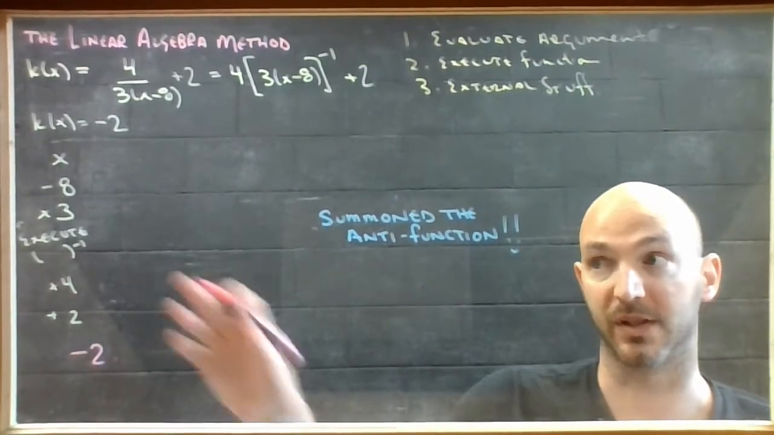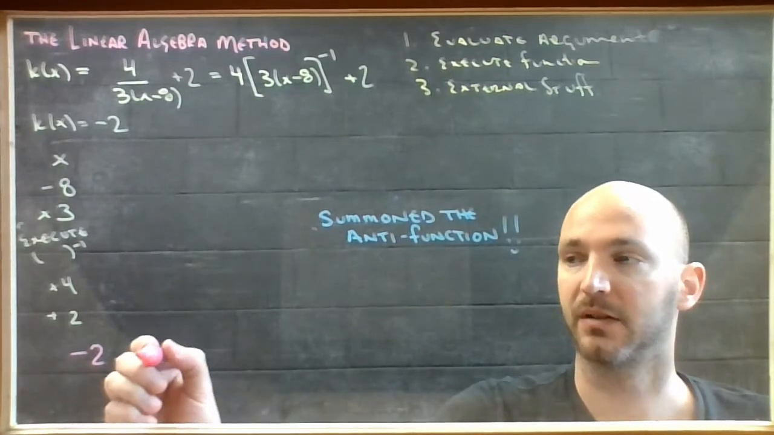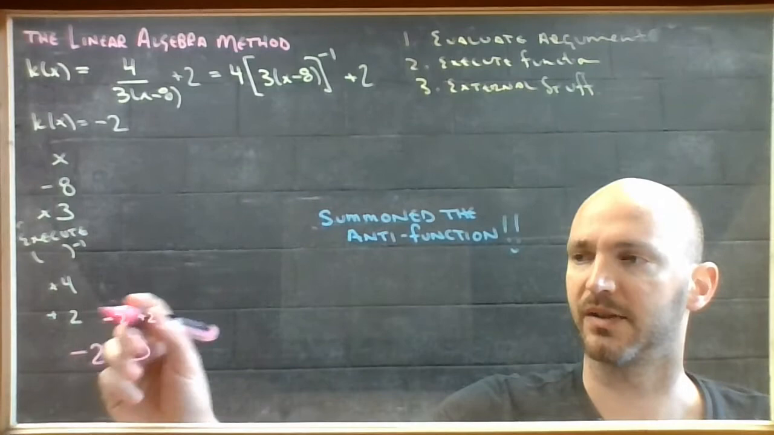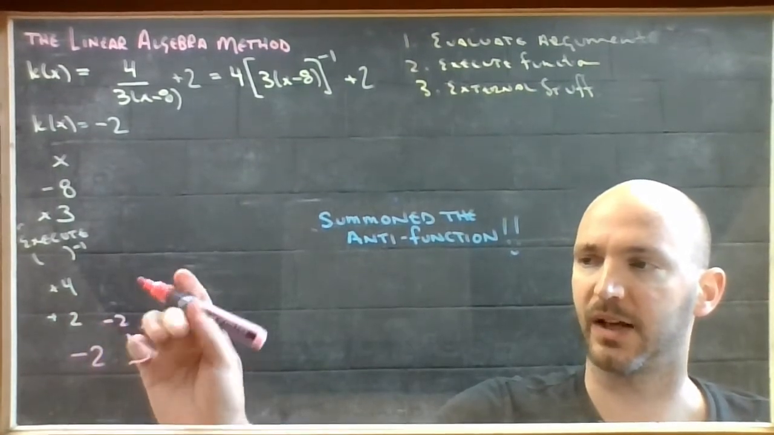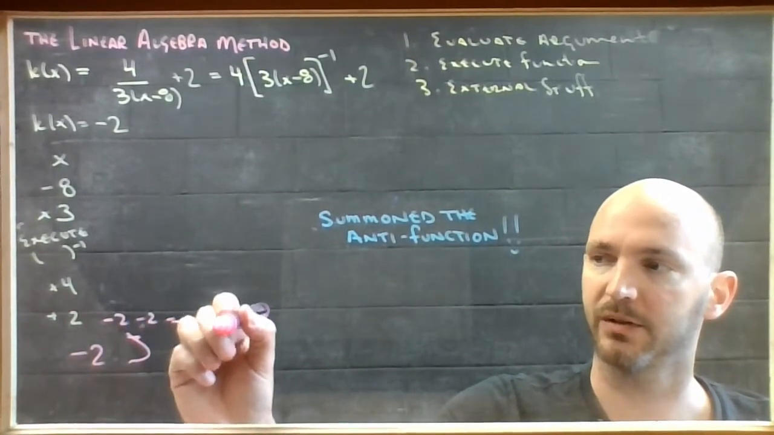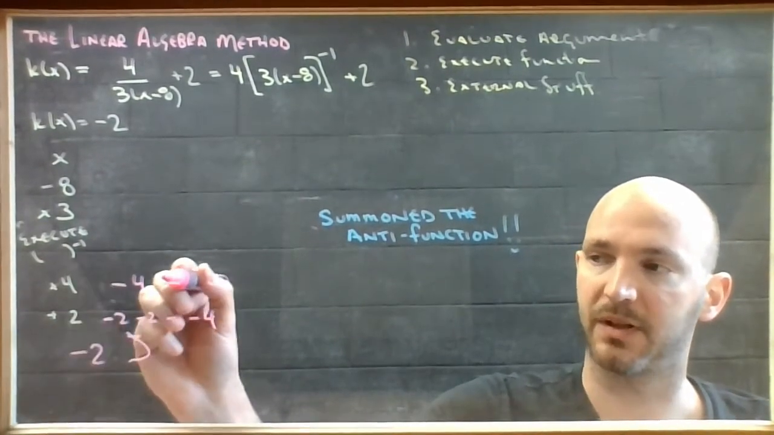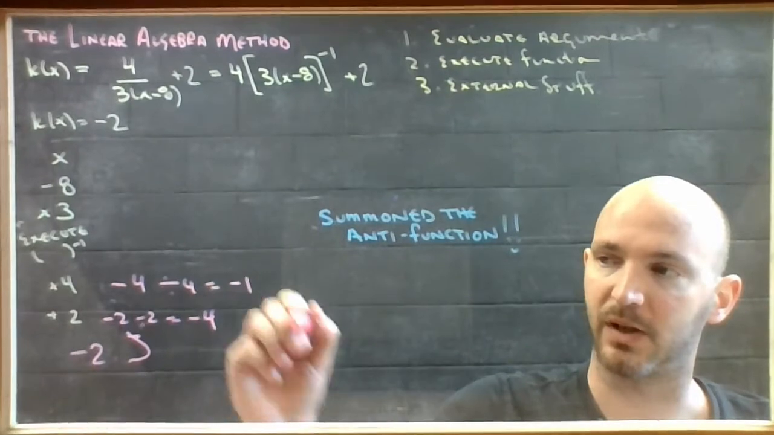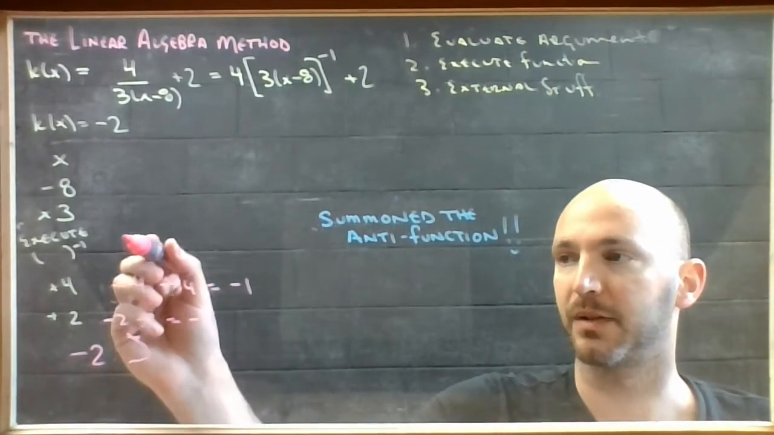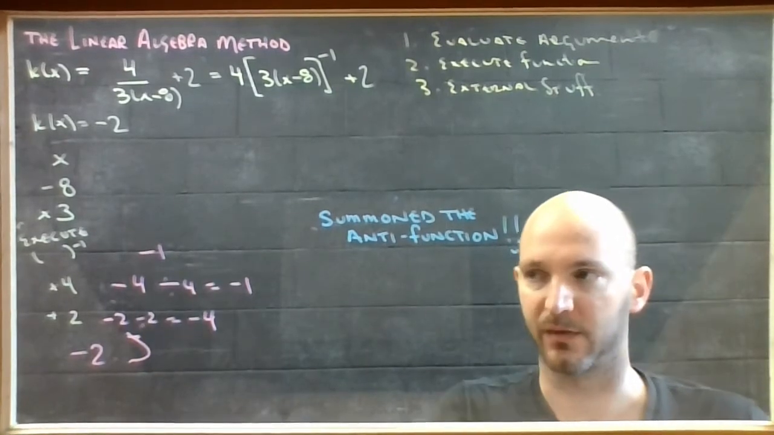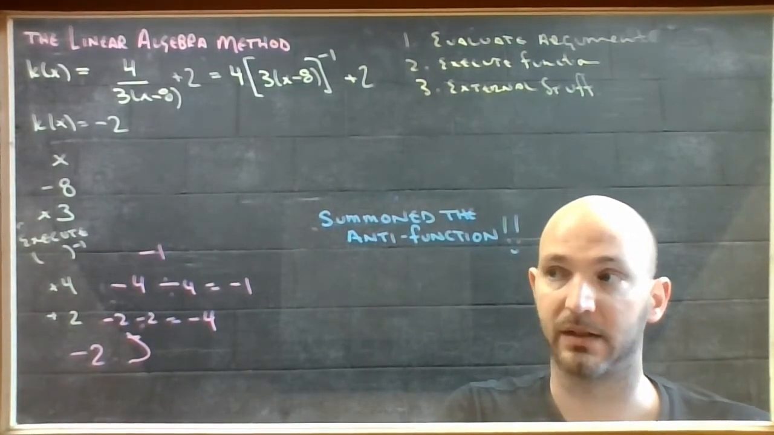Okay, so we just have to walk back through those steps. Negative 2 plus 2, negative 2 subtract 2 if I undo that one, gives me negative 4. Negative 4, undo this step would be divide by 4, which gives you negative 1. Bring this up here. I have to summon the anti-function for something to the negative 1. Okay?